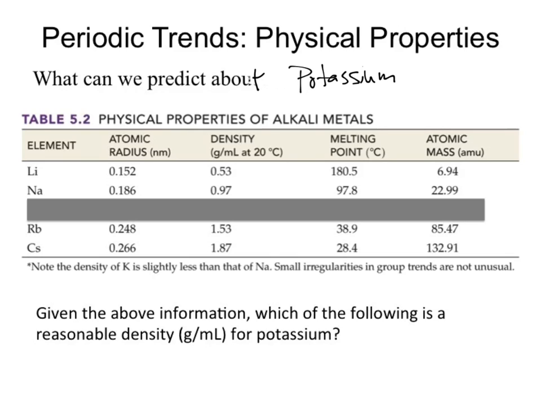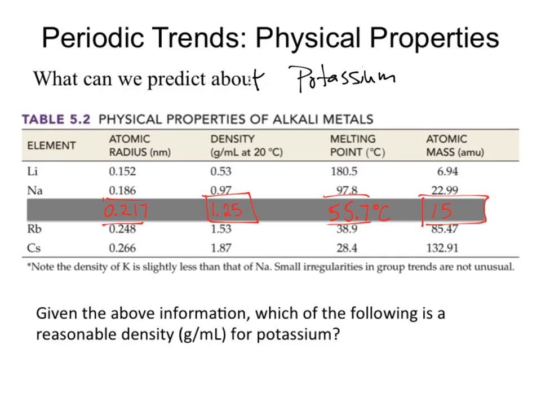Let's scale that up. Give me a reasonable guess for every single one of those four things. If you got to talk to people, talk to people. Spend a minute. As we look from lithium to sodium for our atomic radius, we go from 0.152 to 0.186. So we would expect it to get bigger. The guess made was taking the difference between 0.248 and 0.186 and splitting that difference to get us the 0.217. It's not a bad guess.